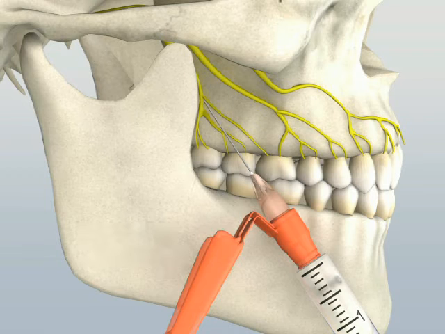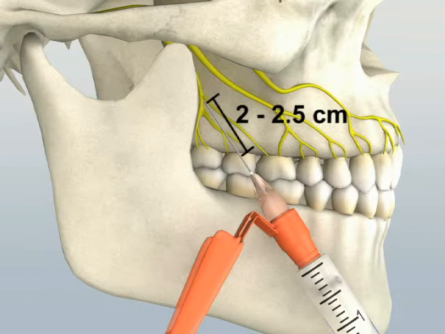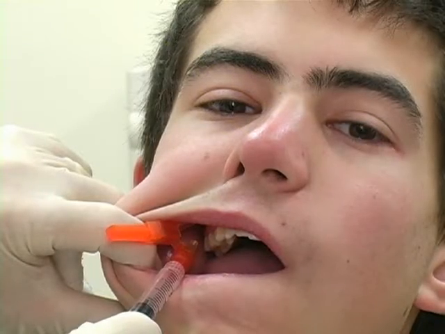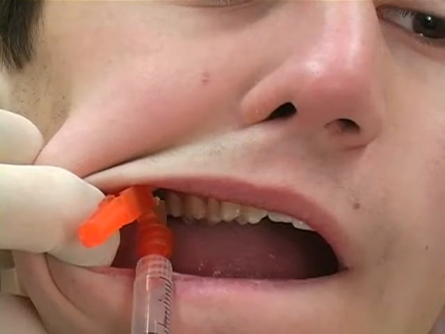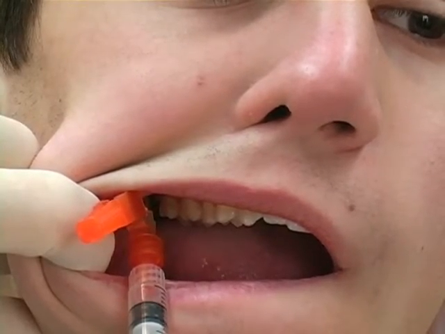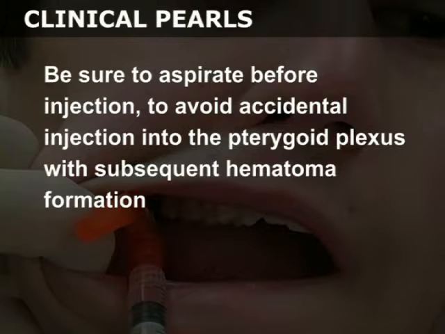Guide the needle to a depth of approximately 2 to 2.5 centimeters. Upon reaching this depth, aspirate to exclude intravascular placement and then inject 2 to 3 milliliters of anesthetic. Be sure to aspirate before injection to avoid accidental injection into the pterygoid plexus with subsequent hematoma formation.